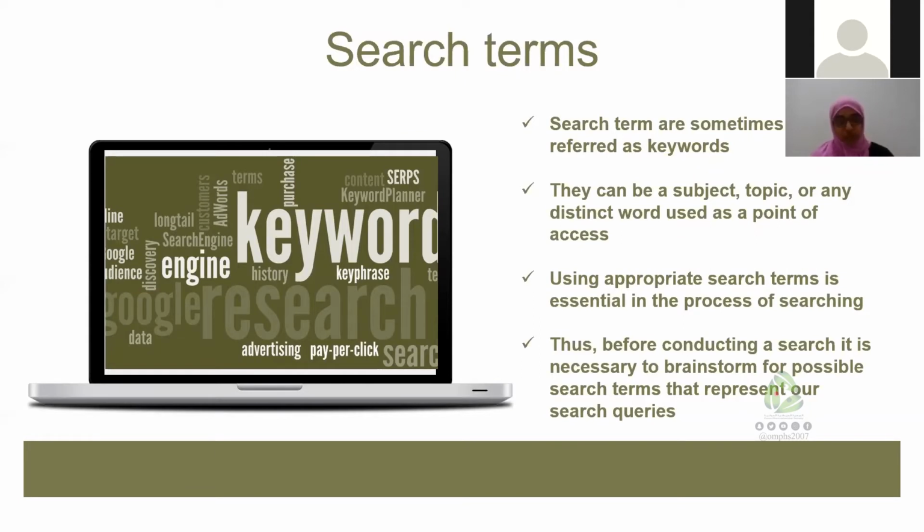Sometimes you would write some words and you will not find anything. You will need to change it a bit and do another strategy. So this is one of the tricks that you need to work on and decide what keywords you need to search for your data. Using appropriate search terms is essential in the process of searching, as I said. So therefore, when conducting a search, it's necessary to brainstorm for possible search terms and represent your search queries.